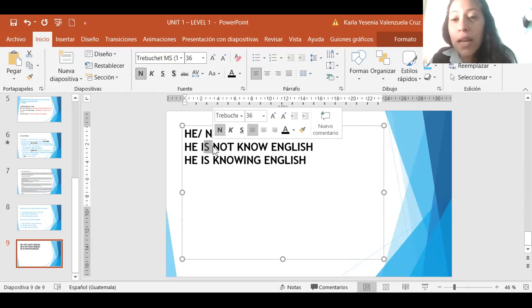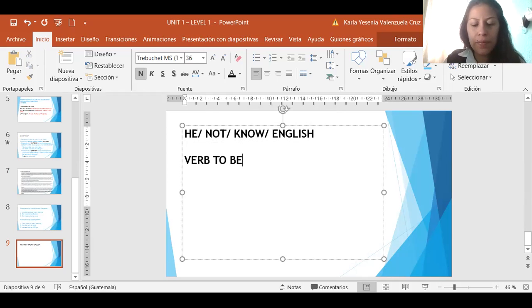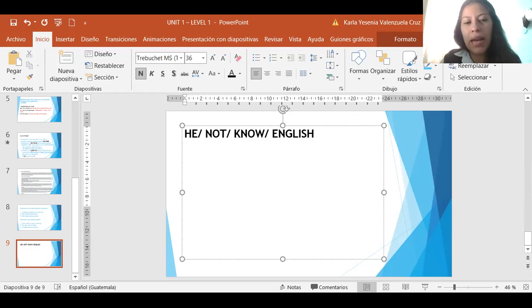No estoy hablando del verbo to be. Ya les dije, el verbo to be es is, are, am. Y el verbo ing. Esto es el verbo to be. No es simple present. And for other topic, you can mix them. You can't. It's different. Everything is different. For verb to be, you have 3 auxiliary verbs. Okay? So you don't need to mix them. Entonces, ¿cuál será la respuesta correcta para esta oración?